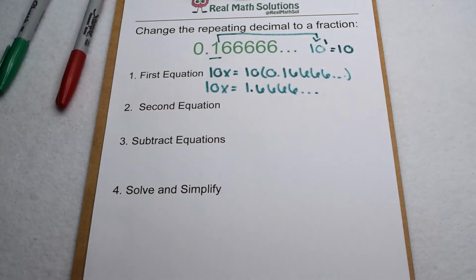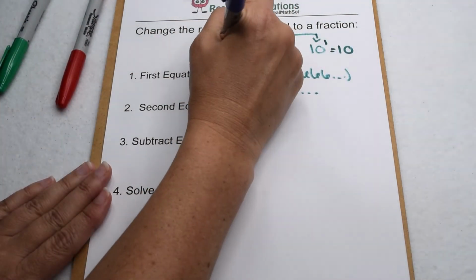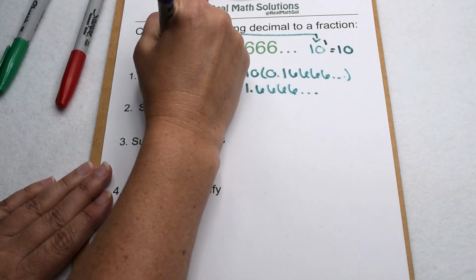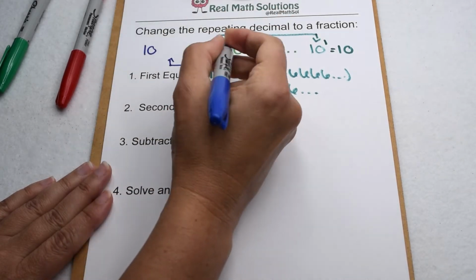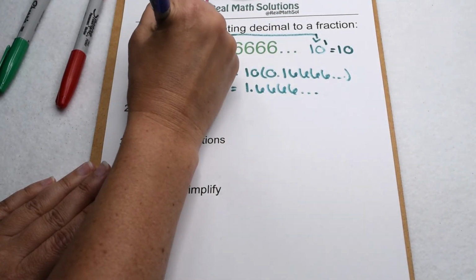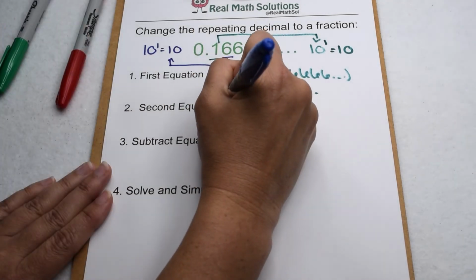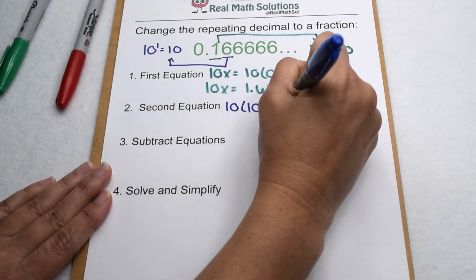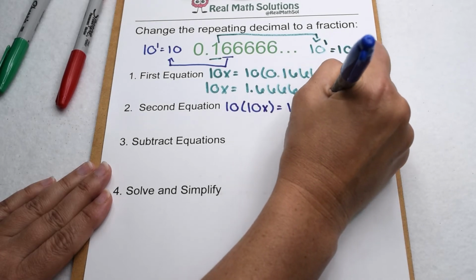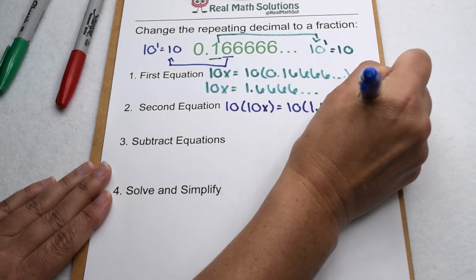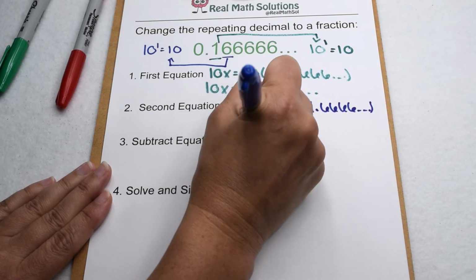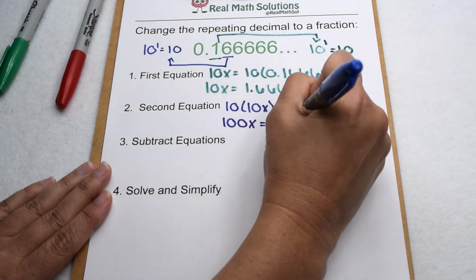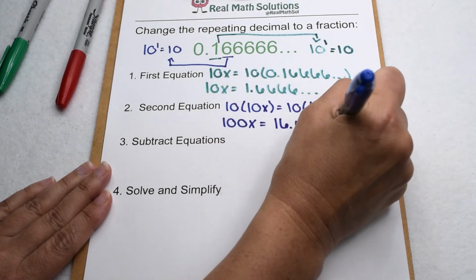Now we can pick up and continue into our second equation. We need to multiply by a power of 10 that represents the number of repeating digits. Since just the 6 is repeating, that means we're multiplying by 10 to the first, or 10. So that means our second equation is 10 times 10x equals 10 times 1.6 with the 6 repeating. So our second equation comes out to be 100x equals 16 with the 6 repeating.